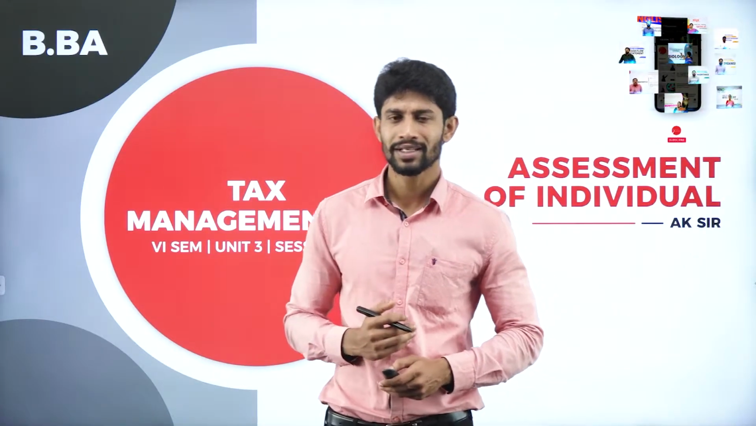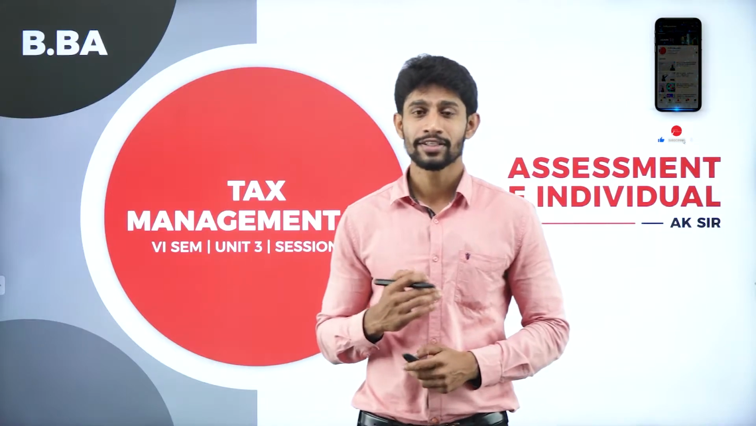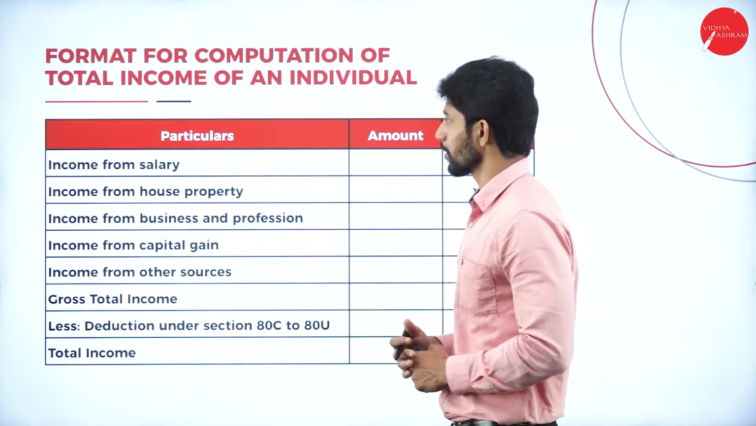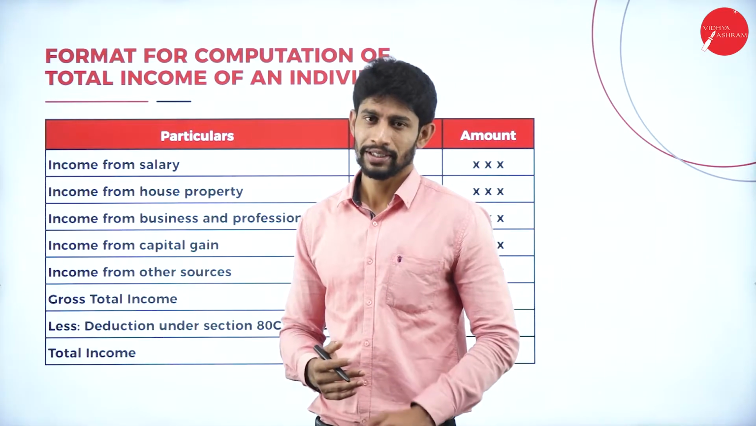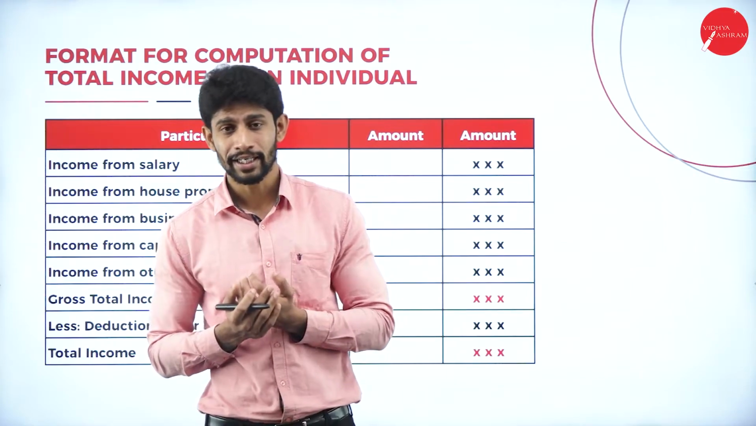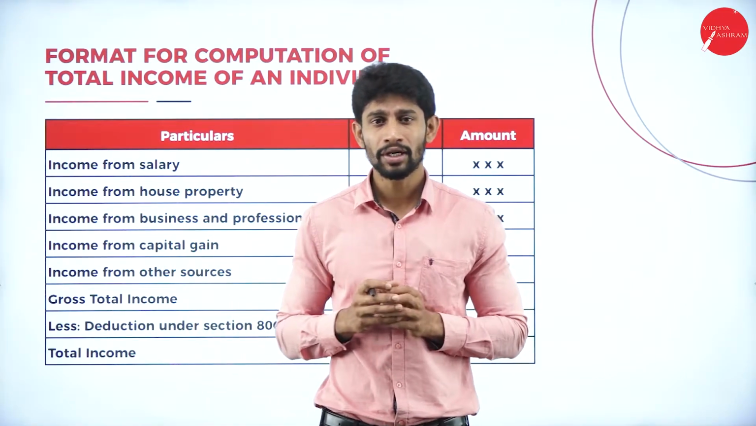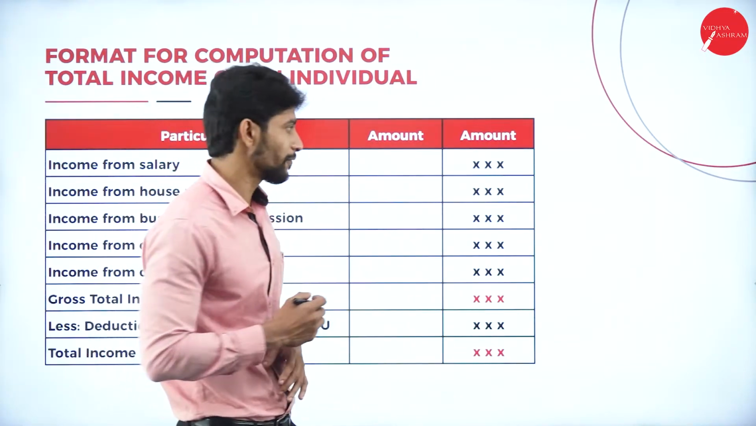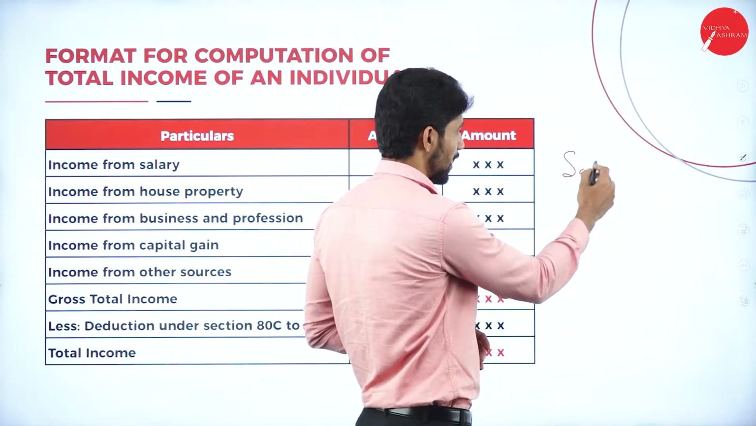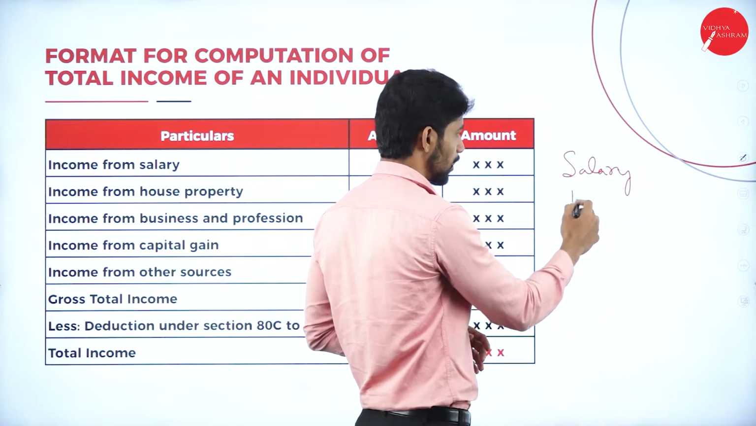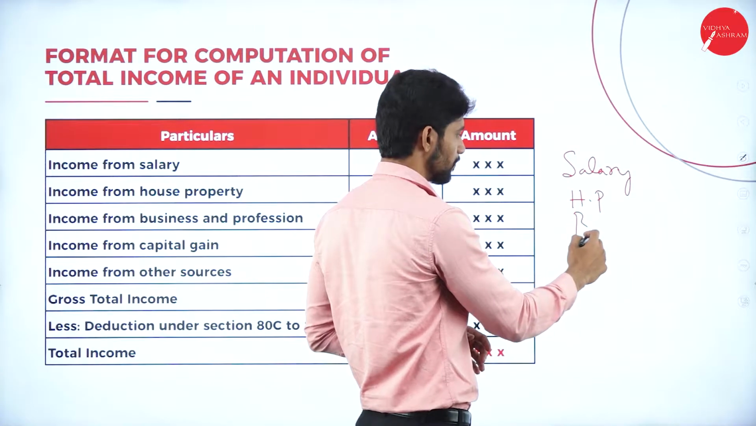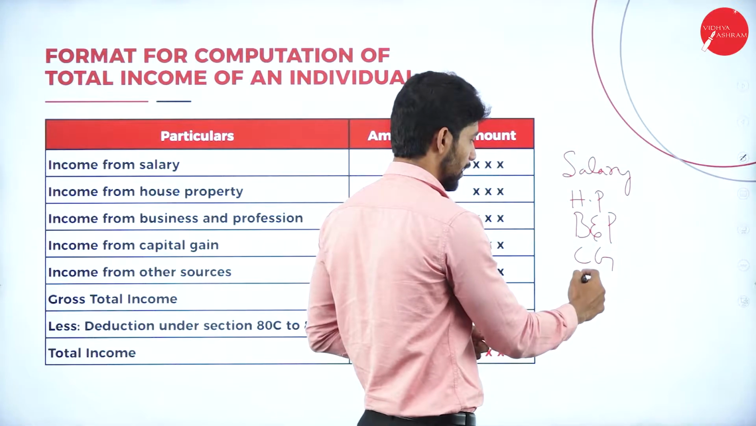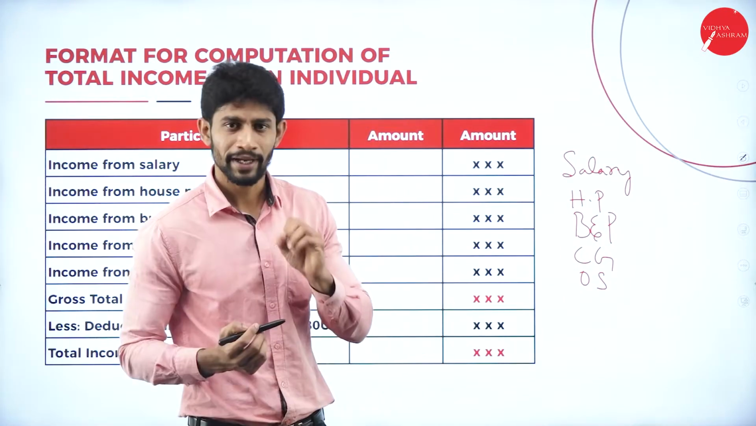In this session, we will be discussing what is assessment of an individual. If you look into the format, that is the format for computation of total income of an individual. So what is this total income? Total income is nothing but the total of all 5 heads of income. What are all these 5 heads of income? They are income from salary, income from house property, income from business and profession, income from capital gain, and income from other sources. So we have 5 heads of income.